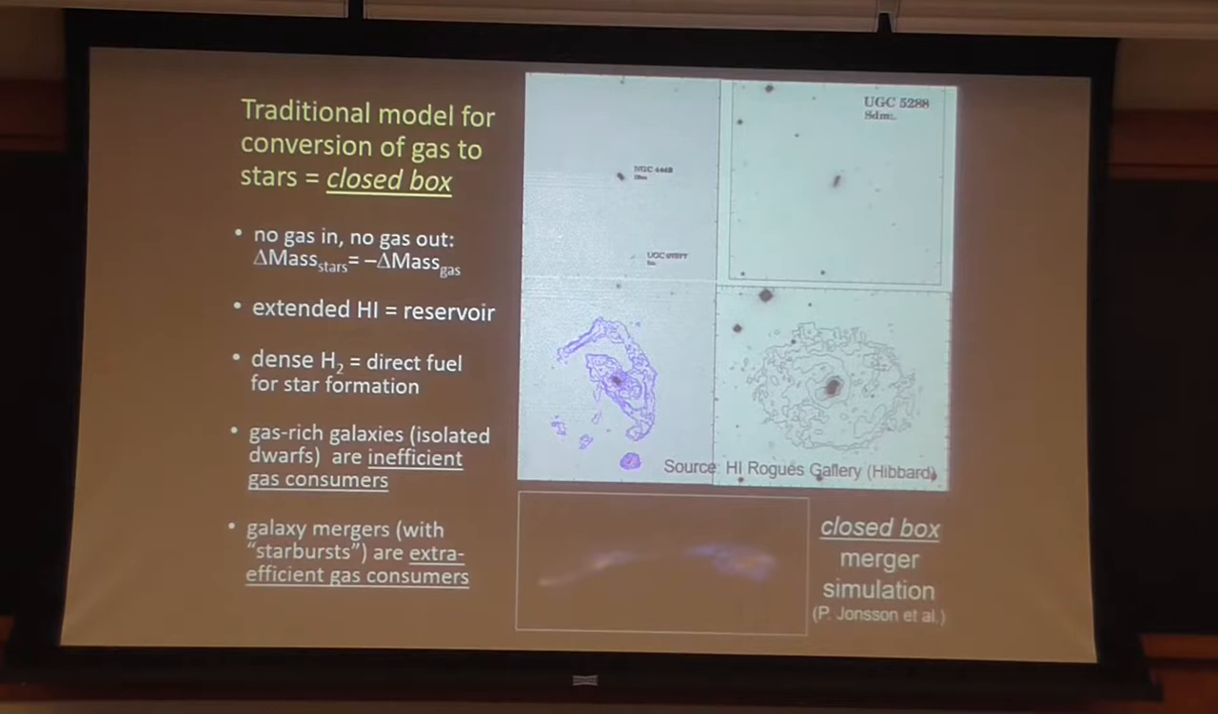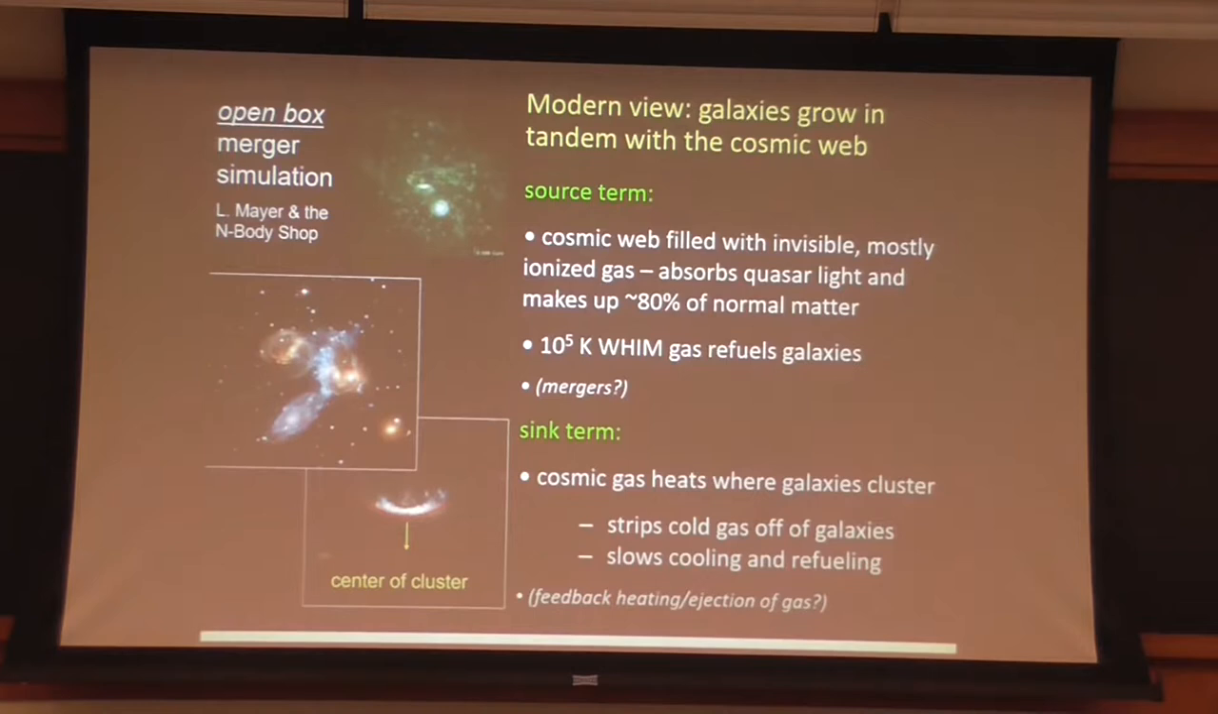So that's the traditional picture. Now, the modern view of galaxy evolution from simulations as well as observations is that galaxies grow in tandem with the cosmic web. And so we have a radically different perspective emerging, and I'll show you for contrast what I would call an open box merger simulation.